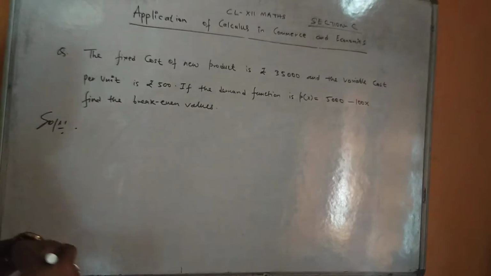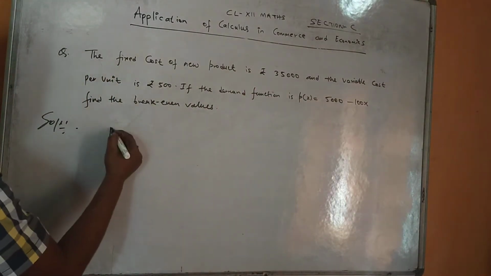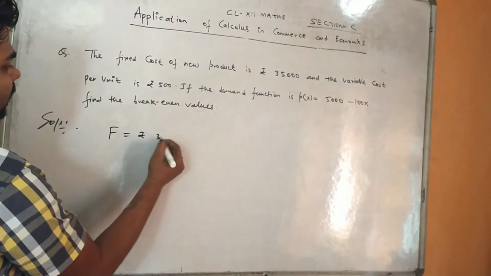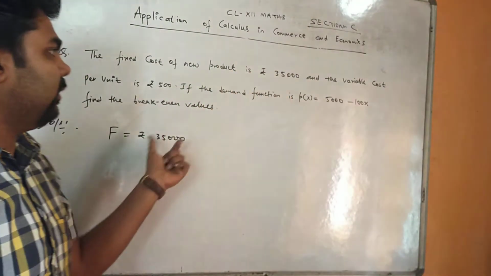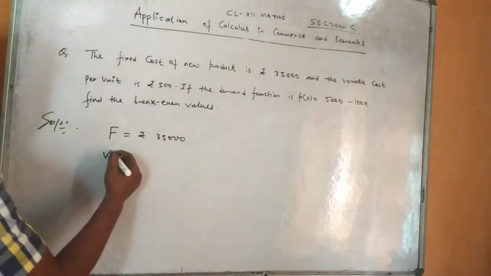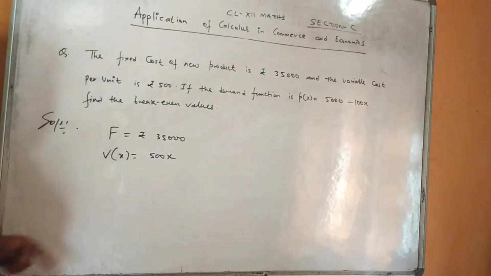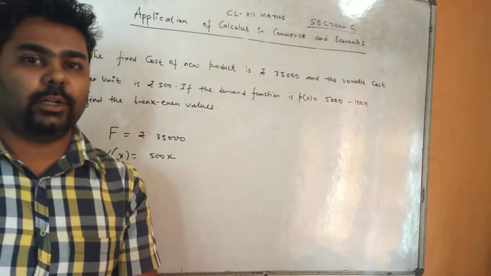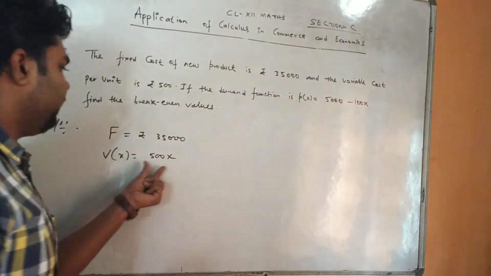So let's start our question. Now you see the fixed cost of the new product is rupees 35,000, that means fixed cost is rupees 35,000. I think up to here it is clear, right? Directly it is given in the question. And the variable cost per unit is rupees 500. Variable cost, when I say that, is Vx, so 500 is given, it will be multiplied by x, because producing 1 unit is rupees 500. So what will be the total cost for producing x units, that is 500x.